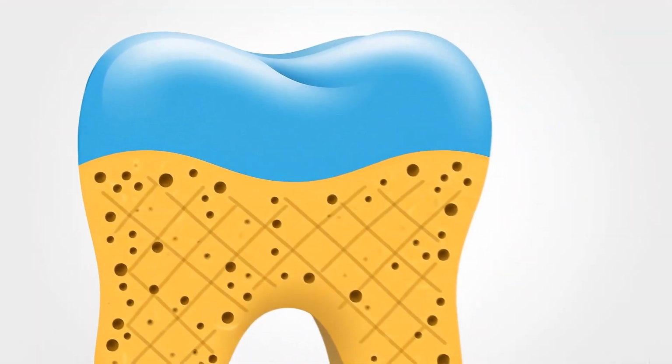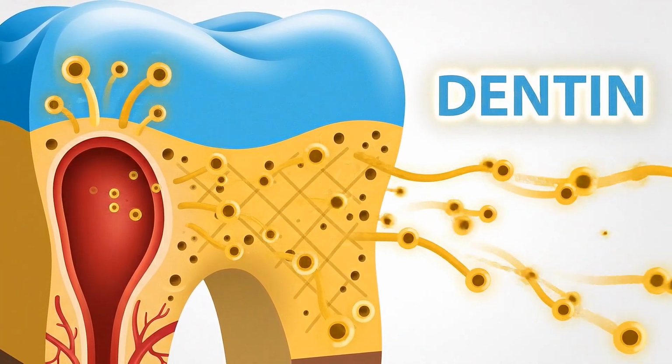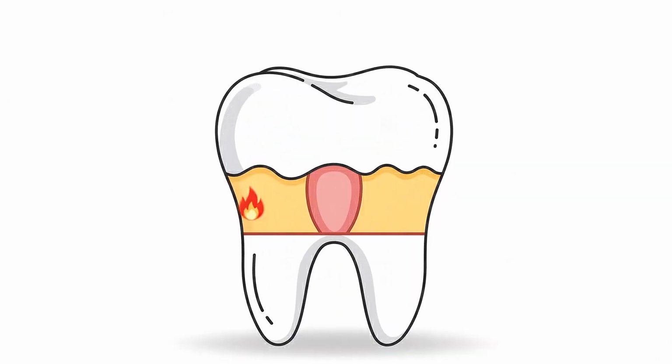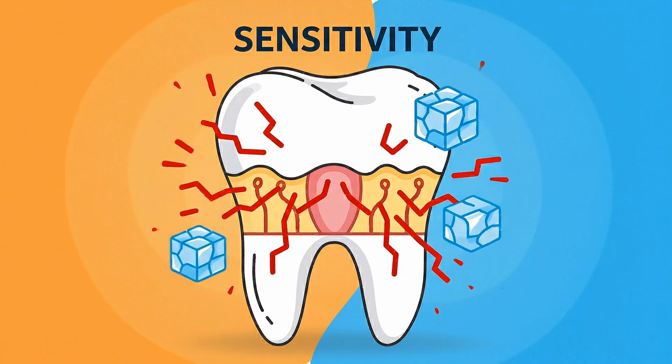Dentin, the layer beneath enamel. It's yellowish and softer, with tiny tubules that connect to the nerve. When enamel wears away and dentin is exposed, that's when you feel sensitivity to hot and cold.